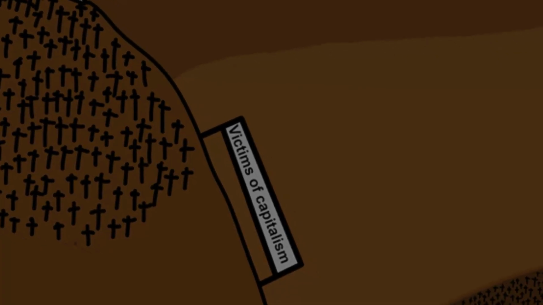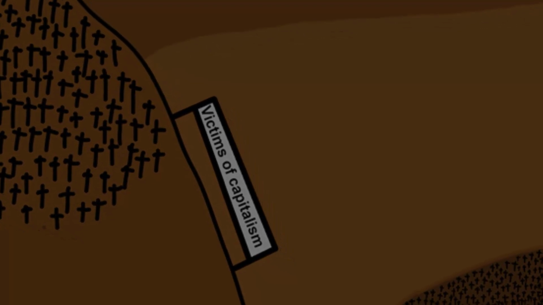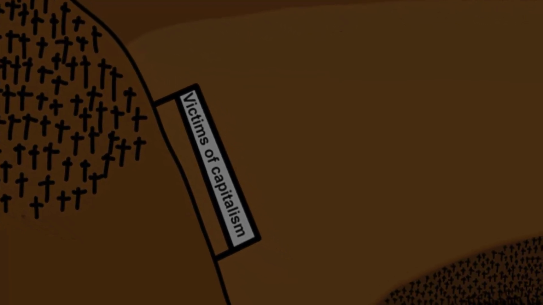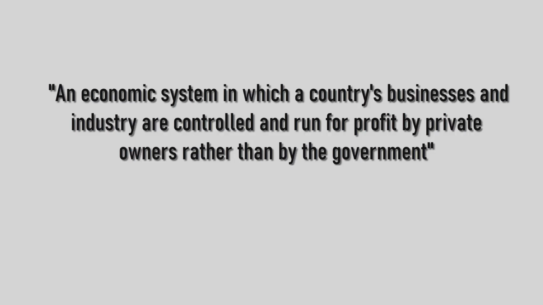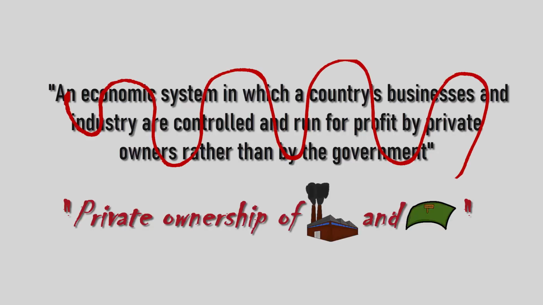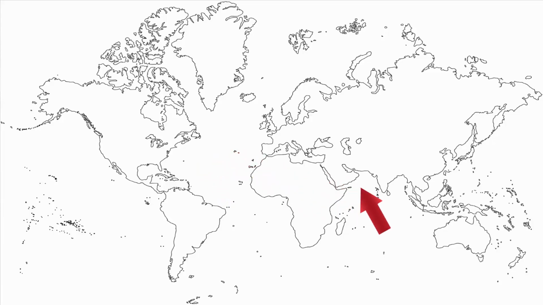Before we can really see how many people die because of capitalism, we have to define what it is. The Oxford English Dictionary says capitalism is an economic system in which a country's business and industry are controlled and run for profit by private owners rather than by the government. This can be summed up as the private ownership of industry and land, as well as the institution of the free market. Yes, I know it doesn't specifically mention the free market, but literally everyone is going to tell you that the free market is required for capitalism. So, using this definition, capitalism exists in every country on earth except like North Korea. So, we will treat it as a global system.